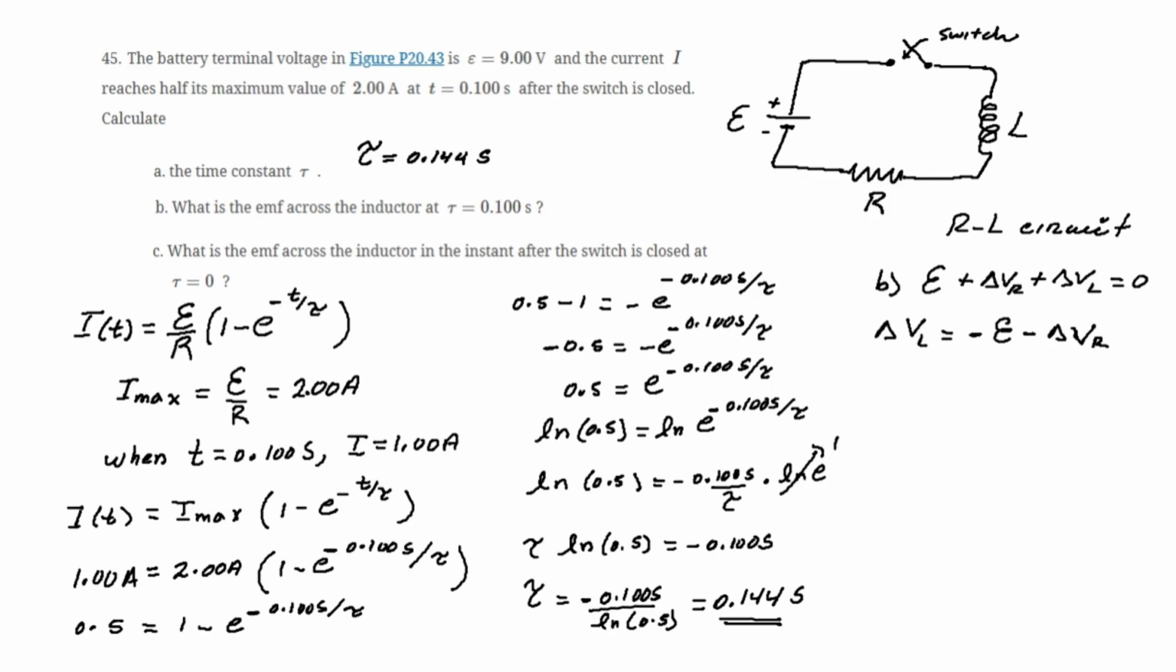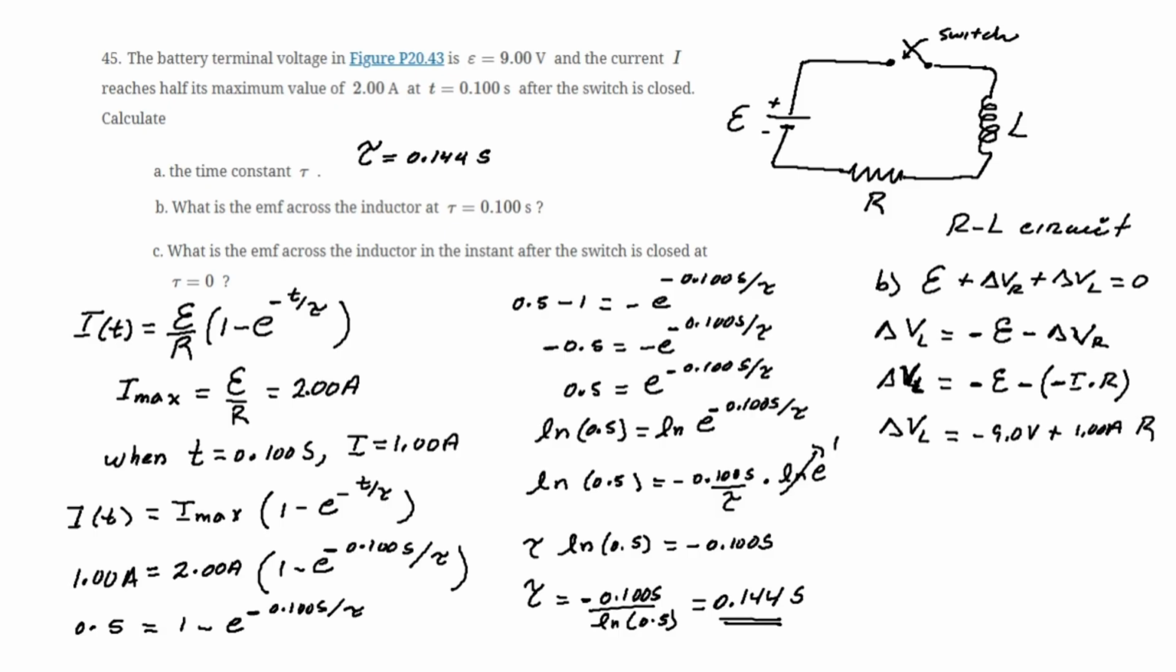So the variation of voltage across the inductor would be negative the electromotive force of the battery minus the voltage across the resistor, which is I times R. So we can now say that the variation of voltage across the inductor is negative 9.0 volts plus the current, which was 1 ampere, times R. We don't know yet the resistance of the resistor.